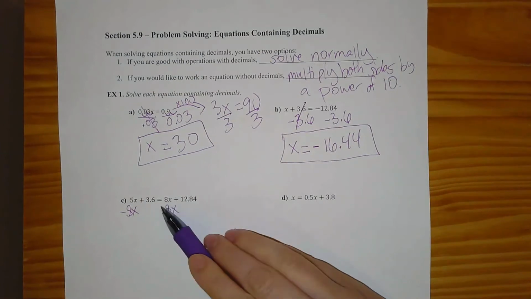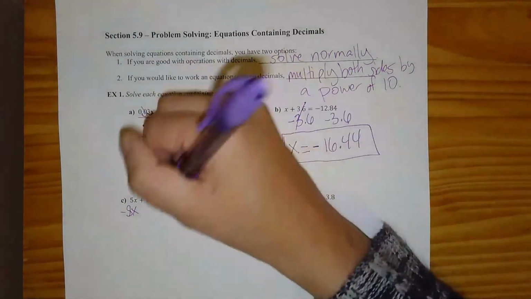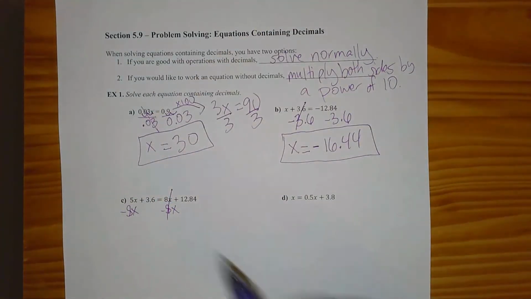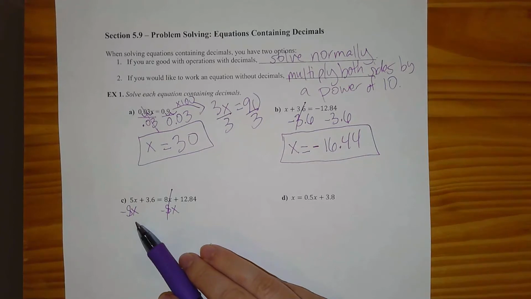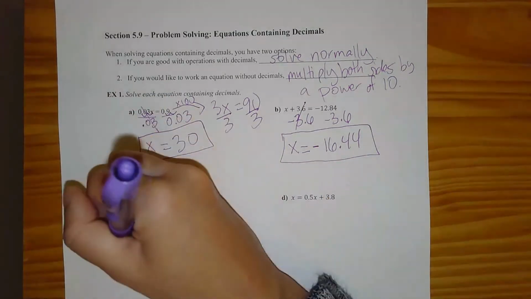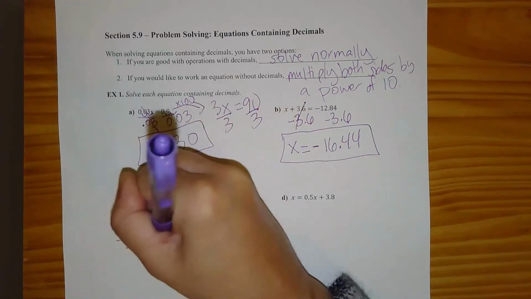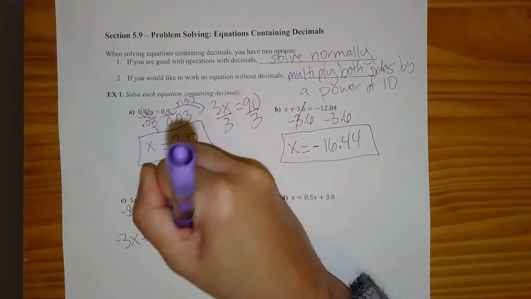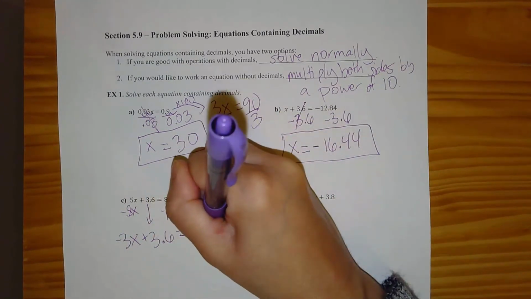So the reason I'm subtracting is because this is positive, and a positive 8x minus 8x would be 0. There wouldn't be any x's left on the right side. All of them would be on the left side. 5x minus 8x is negative 3x. And then I still have a plus 3.6, still have an equal sign, and on the other side I still have a 12.84.